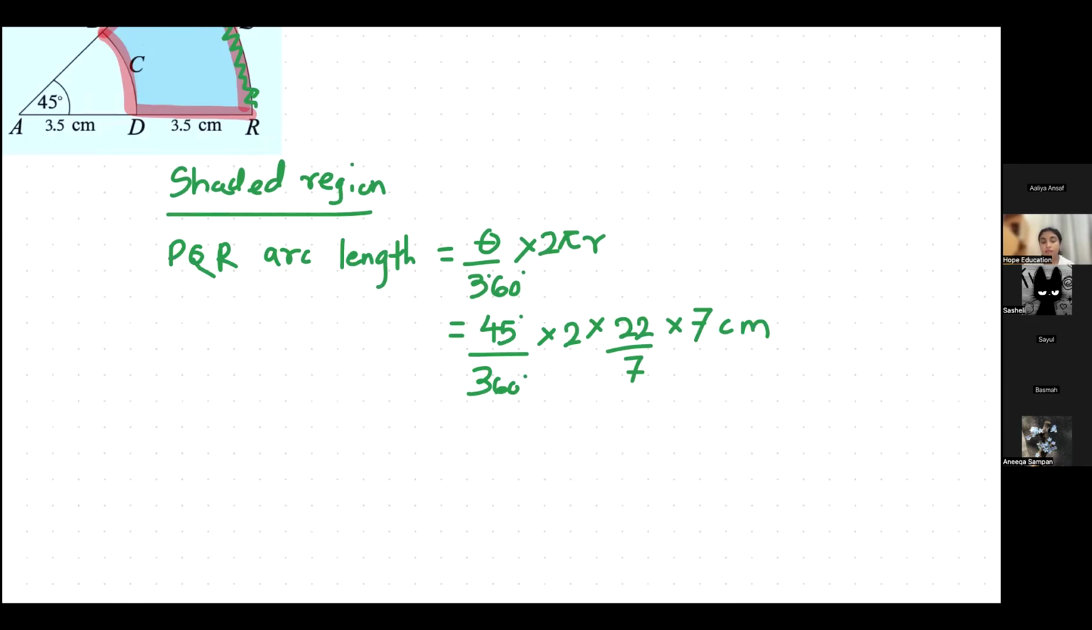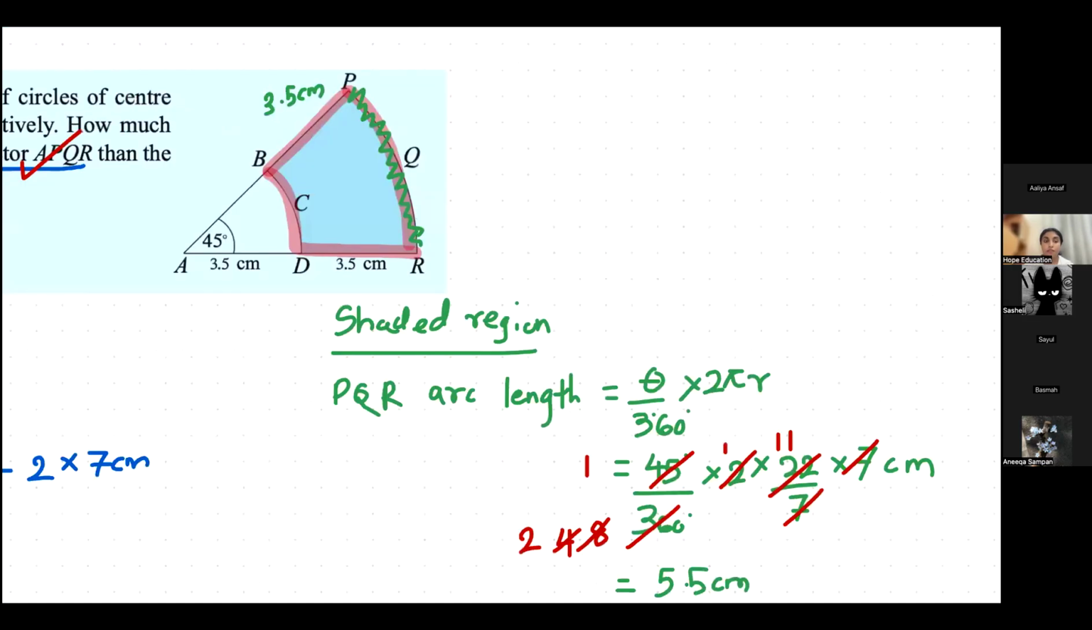Now we have to do cut and chop. 45 and 360 simplify, you get 1 over 8. 2 times 1 is 2, 2 times 4 is 8, 2 times 11 is 22, 2 times 2 is 4, 7 and 7 cancel. So we get 11 divided by 2. 11 divided by 2 is actually 5.5. That is the arc length.